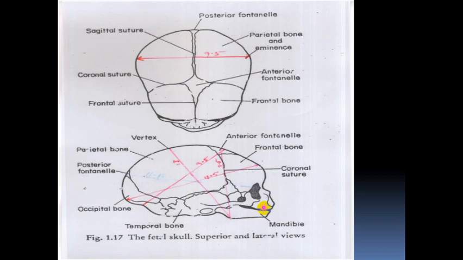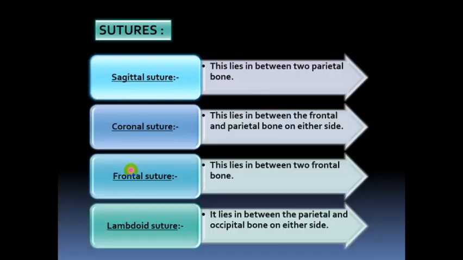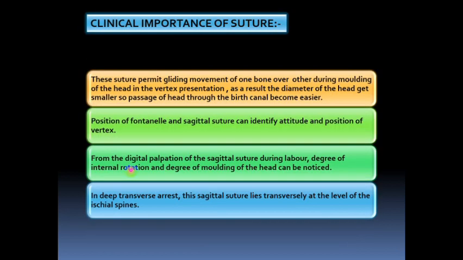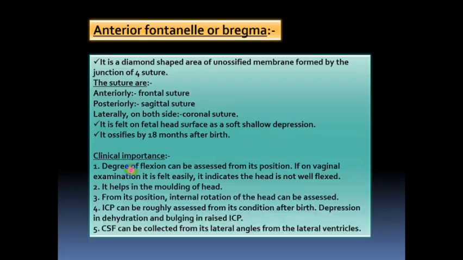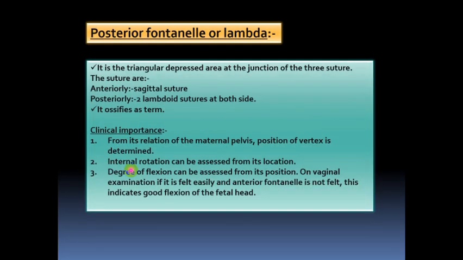This is the area of the face from here up to here. This is the area of the brow from here up to here, and this is the area of the vertex from here up to here. These are the three important areas of the skull. Now we have covered the areas of the skull, the sutures, the clinical importance of the sutures, the fontanelles, and the clinical importance of the fontanelles.